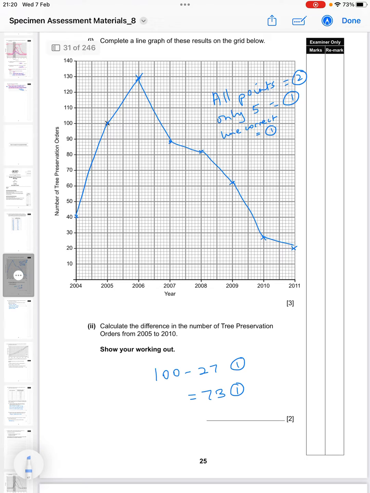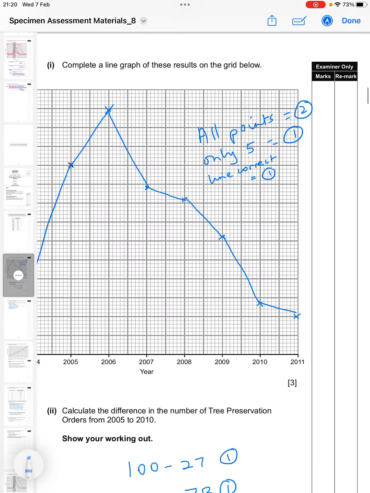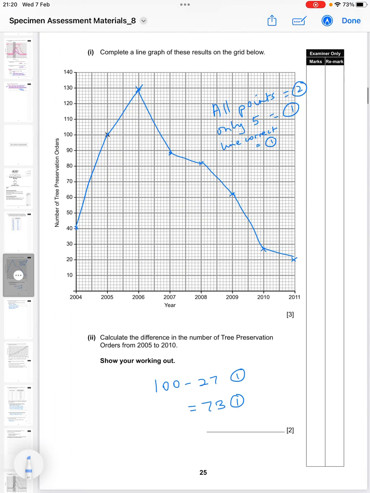You might have guessed it's a graph, so complete the line graph to show these results on the grid below. So if you got all of the points correctly plotted, you see here how I've done them, that's 2 marks. If you only got 5 correct, so that's 5 out of 7, you get 1 mark. And if you've drawn the line correctly, that's another mark. So a total of 3 marks for your graph. And remember, in biology, we use a pencil and ruler and we draw them up from one point to another. We don't extrapolate between the points.